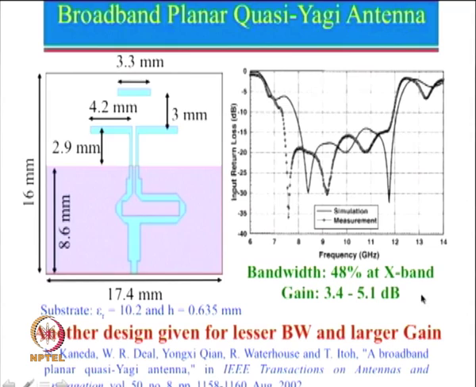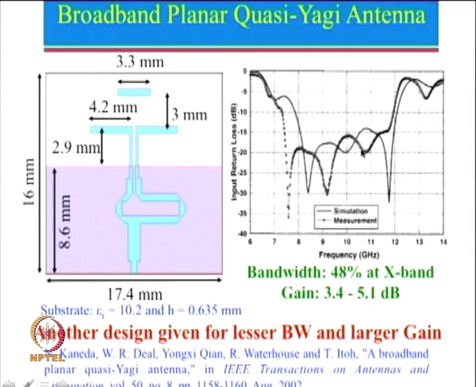Now, normally Yagi antennas are not supposed to give 48%, so it is specially optimized to get larger bandwidth, but it is at the expense of decrease in the gain. You can see that even though it has a very large reflector, the ground plane acting like this as a dipole antenna, and even if it has a director, if it was the original case of Yagi-Uda, gain would have been much larger. But here optimization has been done mainly for the large bandwidth, hence gain is relatively small, from 3.4 to 5.1 dB within this particular band.